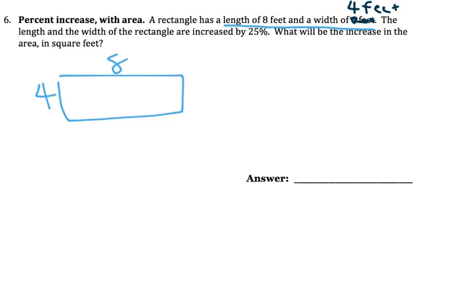And then the length and the width of the rectangle are increased by 25%. What will be the increase in area in square feet? So since the problem's asking about area, let's find the area of the starting rectangle. That's just going to be length times width, 4 times 8, which is 32. And that's 32 square feet.